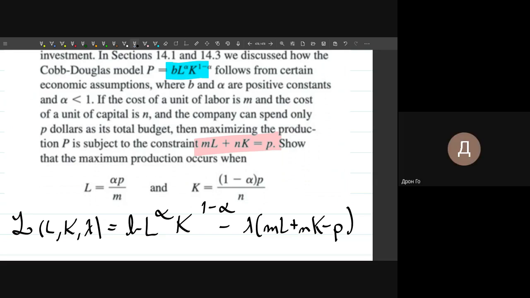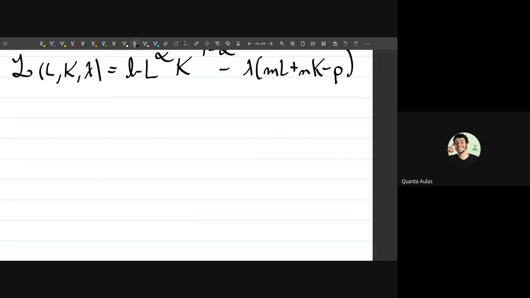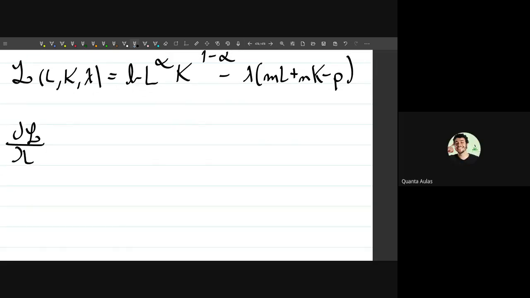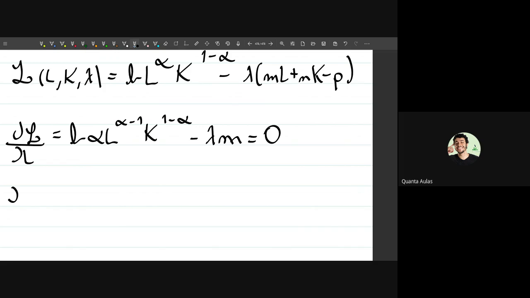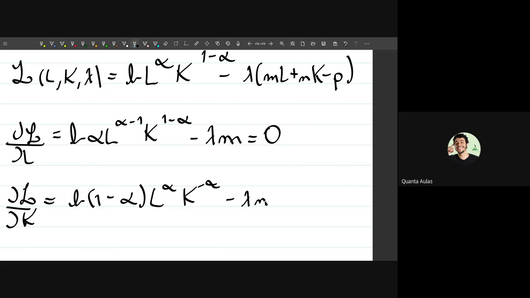Again, you need to do the derivatives in these variables, right? So I will do this for you, because it's very easy, but you need to be faster doing this. You only need to try more. So: B alpha L^(alpha minus 1) K^(1 minus alpha) minus lambda M equals 0, because now we have these generic terms, it is very boring. And B (1 minus alpha) L^alpha K^(minus alpha) minus lambda N equals 0.